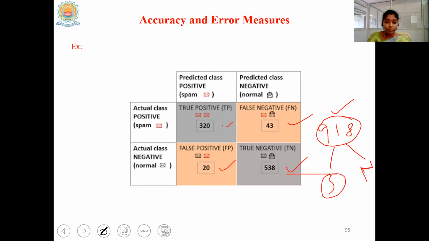This spam class is a positive class. This normal class is represented as a negative class. So there are two terms associated with the confusion matrix, positive and negative. Whatever class I'm interested in can be assumed as the positive class. Here I'm interested in identifying all spam emails, so all spam labels are treated as positive classes, whereas all normal labels are treated as negative classes. Are you able to get the point?